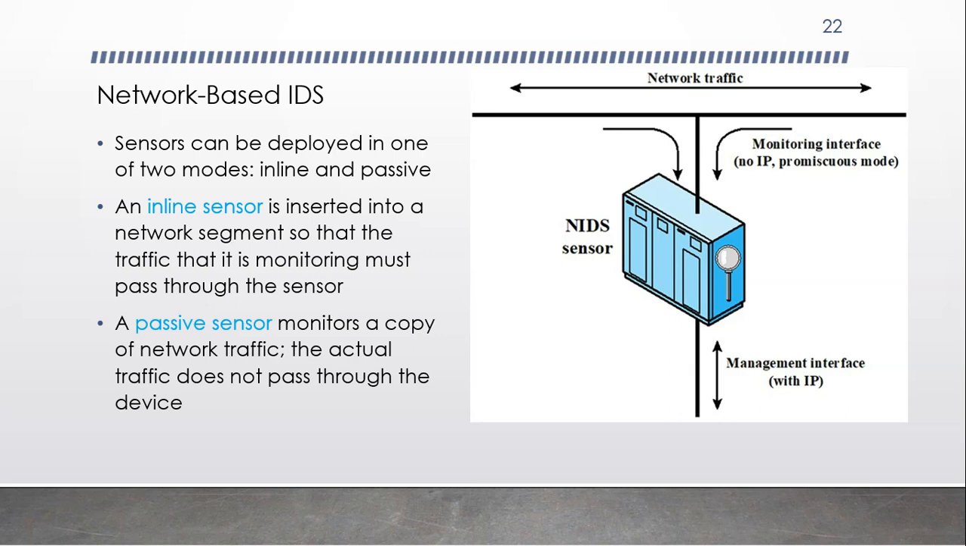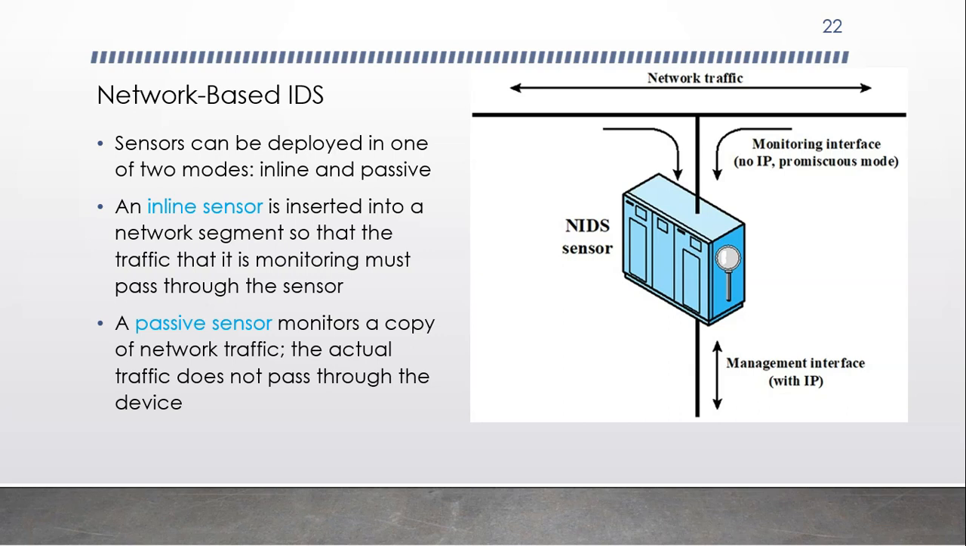An alternative is a standalone inline NIDS sensor. The primary motivation for the use of inline sensors is to enable them to block an attack when one is detected. In this case, the device is performing both intrusion detection and intrusion prevention functions.